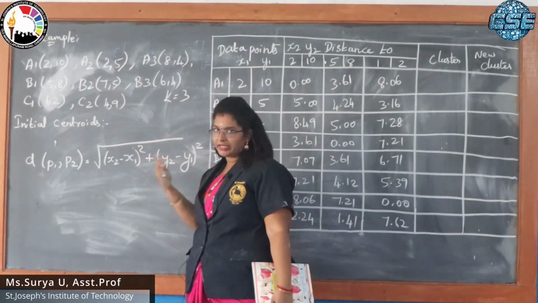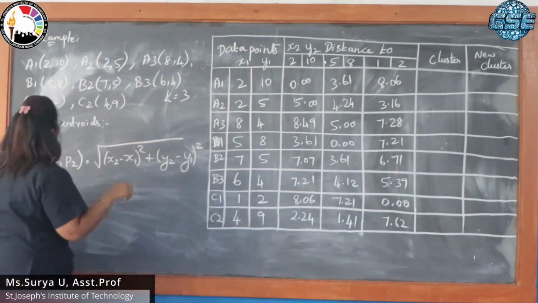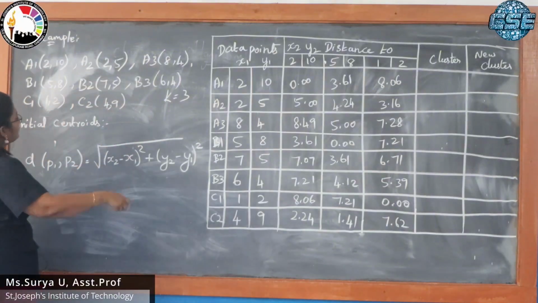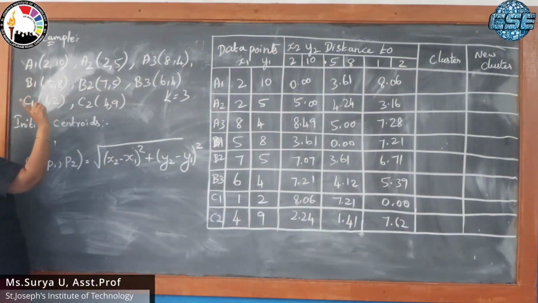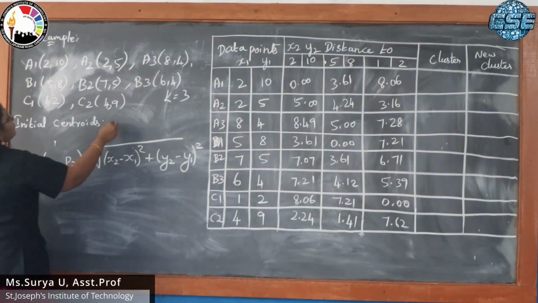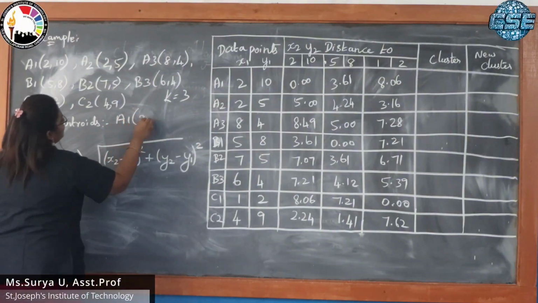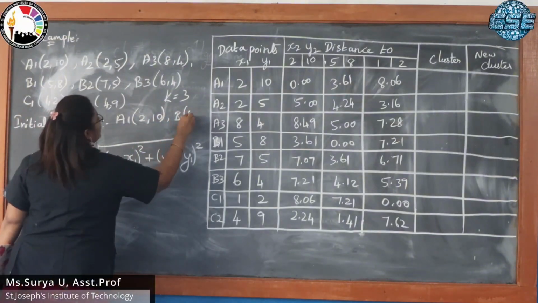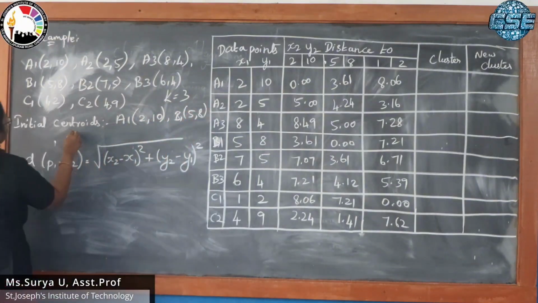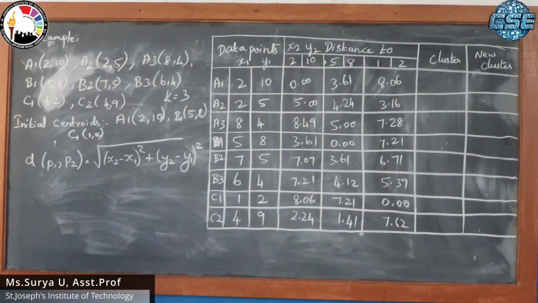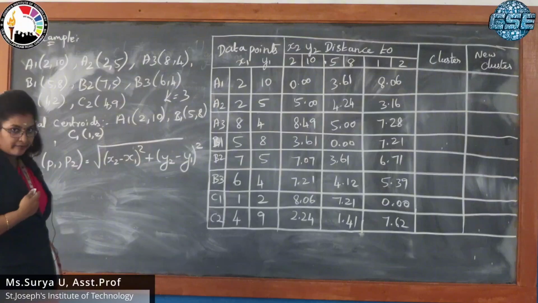So I am going to choose my own centroids here. As your k value is 3, we have to choose 3 centroid points. So I am taking A1 as one centroid, B1 as one centroid, and the other one is C1. Okay, so A1 is 2, 10, the second one is B1 5, 8, and the third one is C1 1, 2. So these are the 3 centroid values I have chosen.